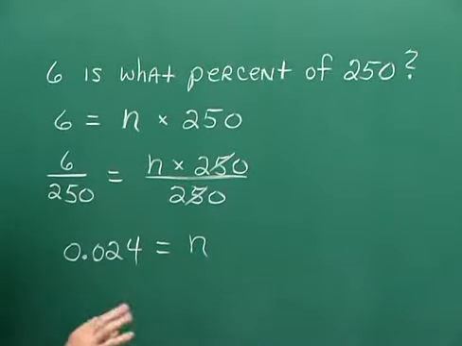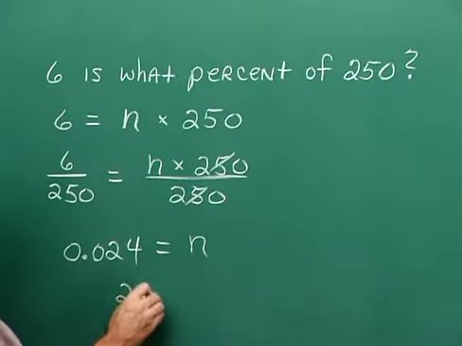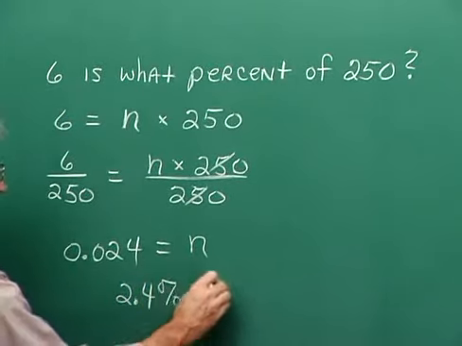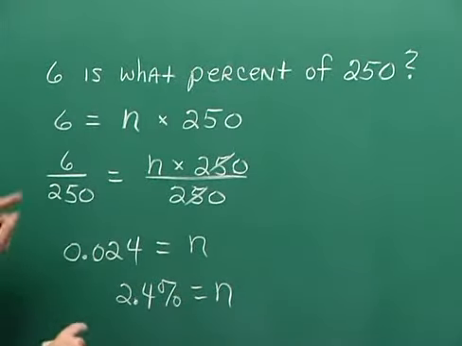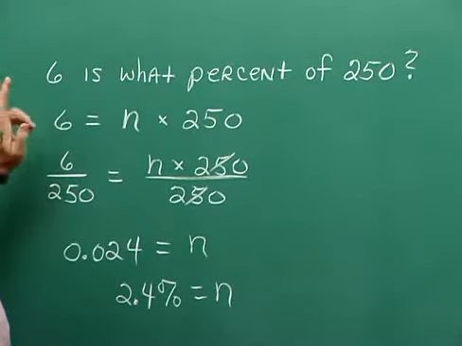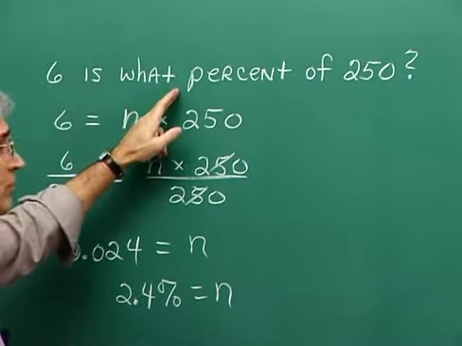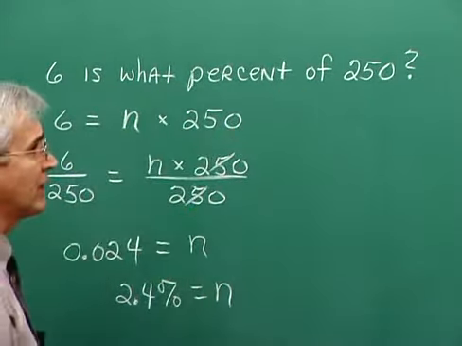this decimal. Now we change the decimal to a percent in order to answer the question. Slide the decimal point 2 places over, and we have 2.4%. So the percent we're looking for is 2.4%, and now we can answer the question. We can say then that 6 is 2.4% of 250.